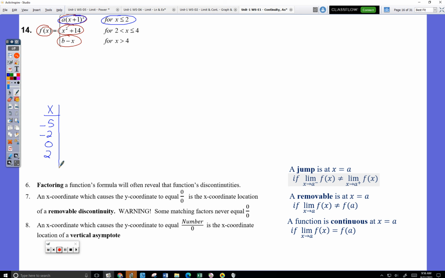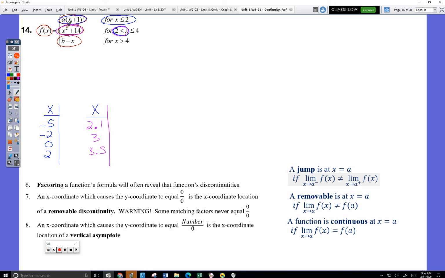Then I transition to a different formula. So if I've got x's that are bigger than 2, like say 2.1 or 3 or like 3.5, they all use this formula. Does that make sense? Awesome. Do you see it now?